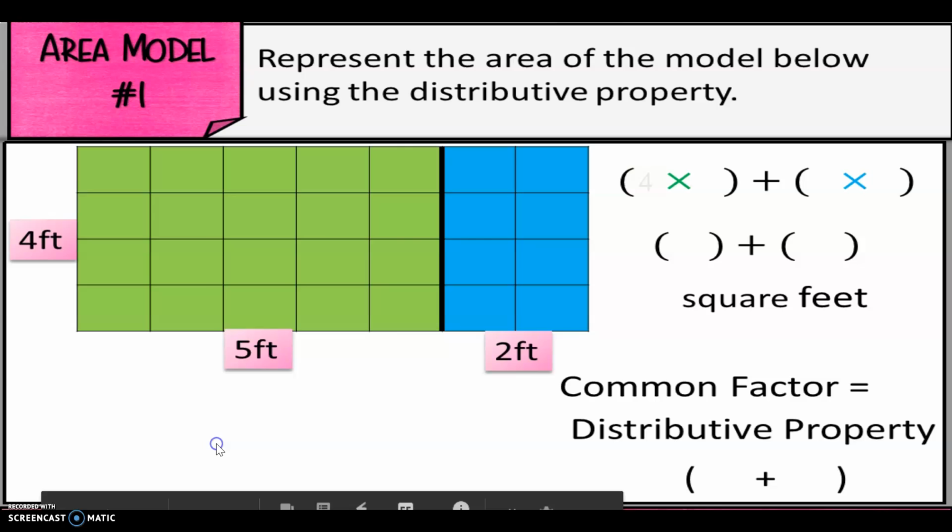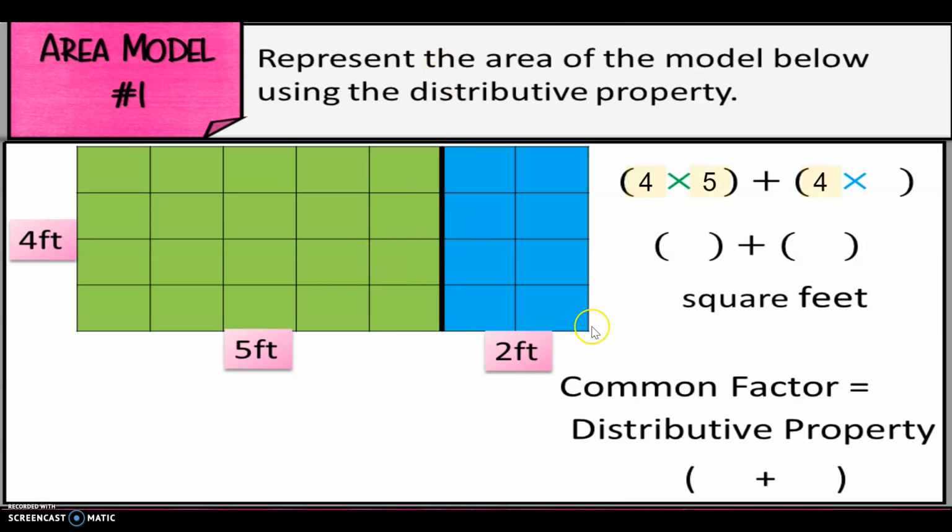So what we're going to do, in order to find the area, is multiply 4 feet by 5 feet and add it with our 4 feet here and our 2 feet here. So 4 times 5 is 20. 4 times 2 is 8. And then we add that together and we get 28 square feet.